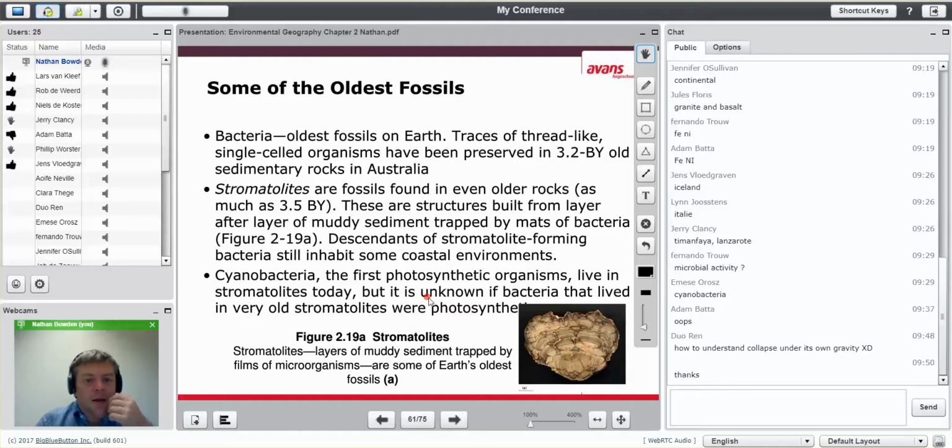Cyanobacteria, the first photosynthetic organisms, live in stromatolites today, but it's unknown if the bacteria that lived in very old stromatolites were photosynthetic. We don't know that because there are a lot of bacteria that live without carbon dioxide and do not form oxygen. They live on things like iron production in deep water vents in the ocean.